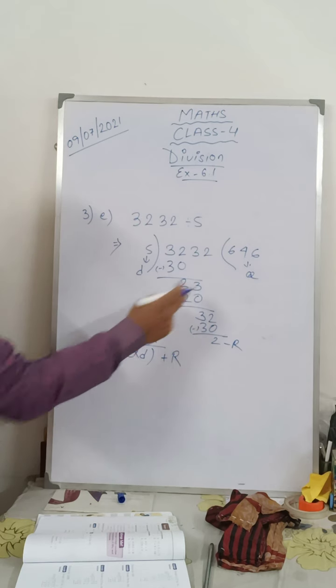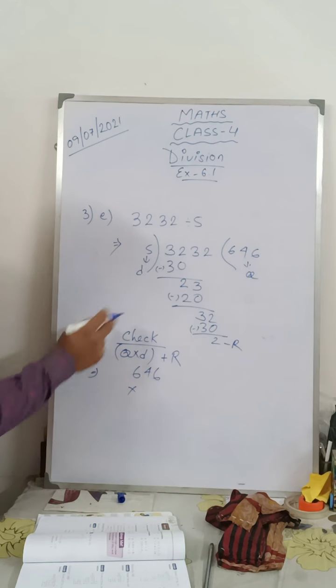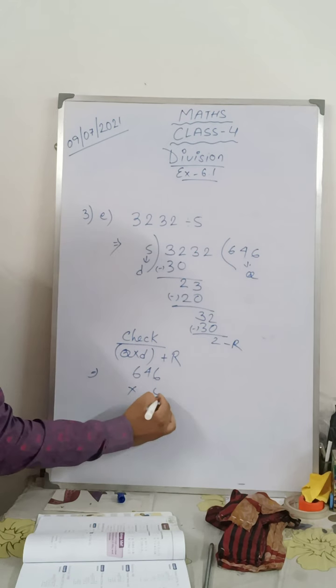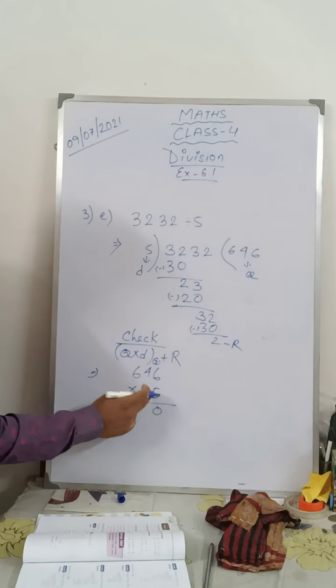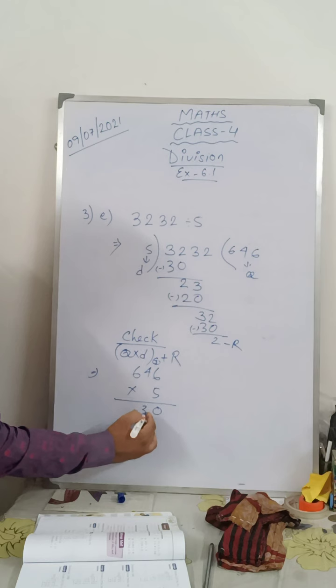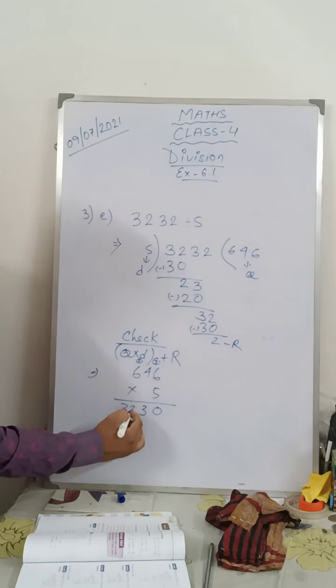So let us do it here. Your quotient was 646. 646 multiplied by your divisor, which was 5. So 5 6s are 30. 3 in hand. 5 4s are 20 plus 3, 23. 2 in hand. 5 5s are 25 plus 2, 32.